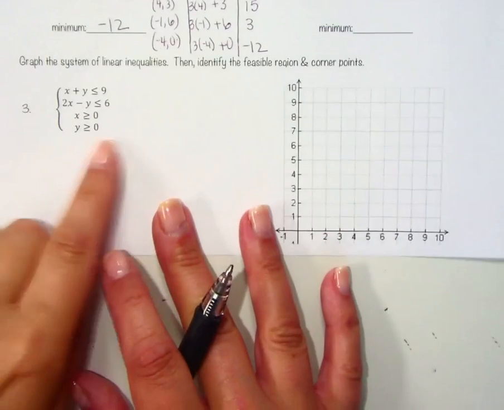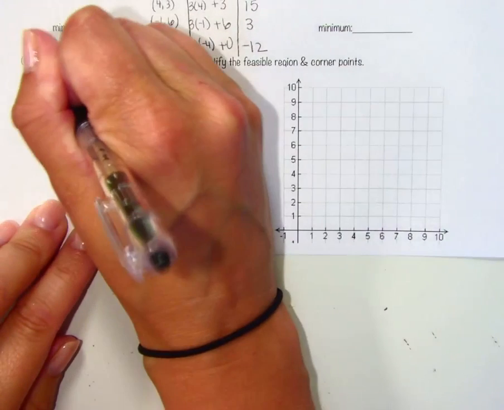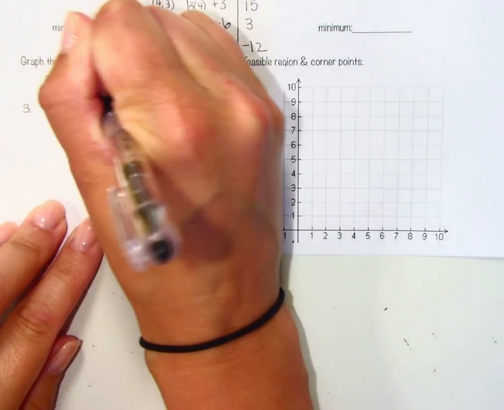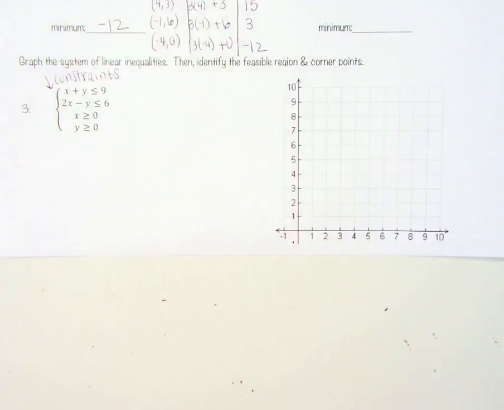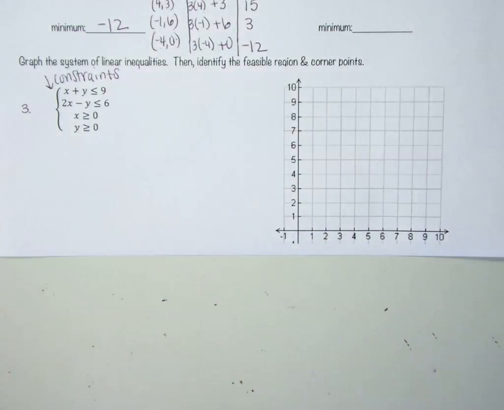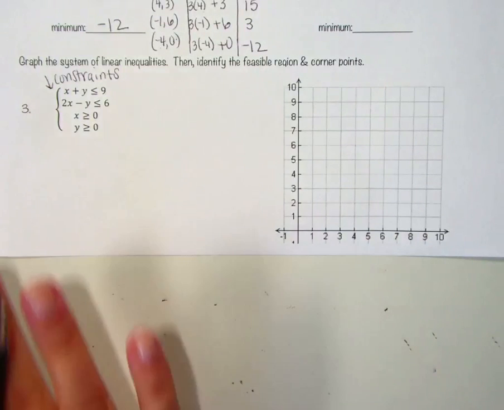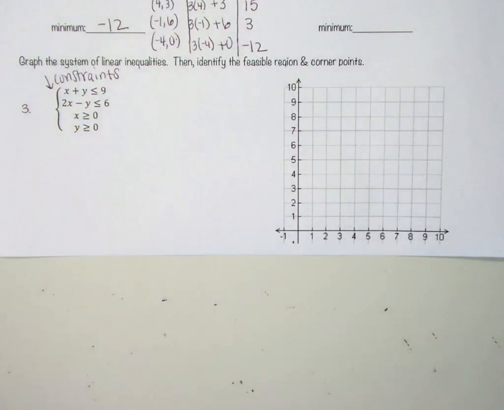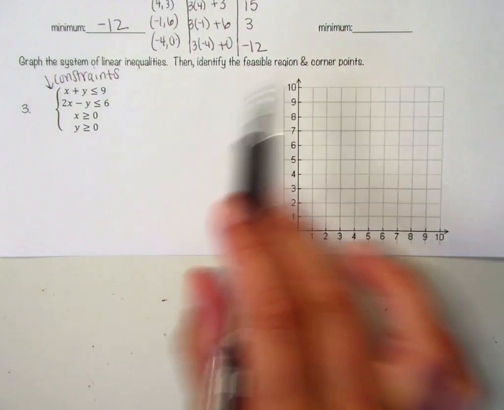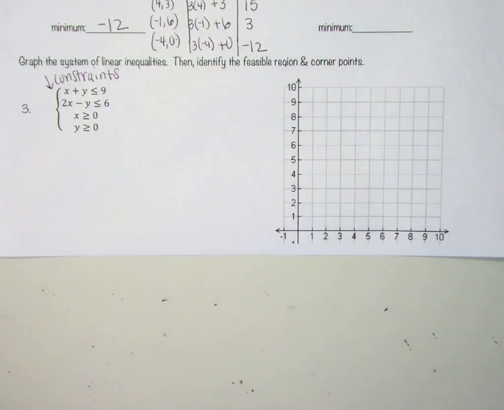Now this is giving us, remember the inequalities. These are what we call the constraints. It's asking us now to actually graph the constraints or the linear inequalities. Then we're going to identify our feasible region. So at this point, it's no different than what we did last time, okay? Graphing the inequalities, finding where they all meet. And then we're just going to identify the corner points.